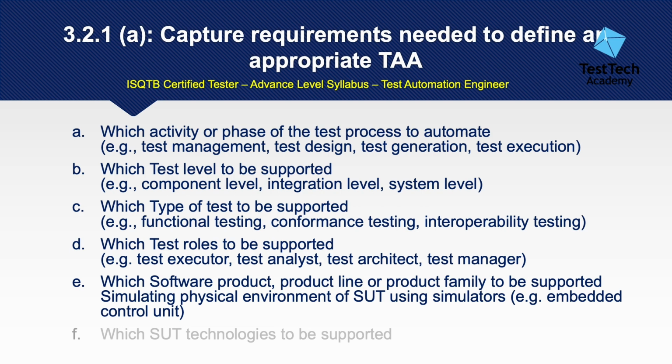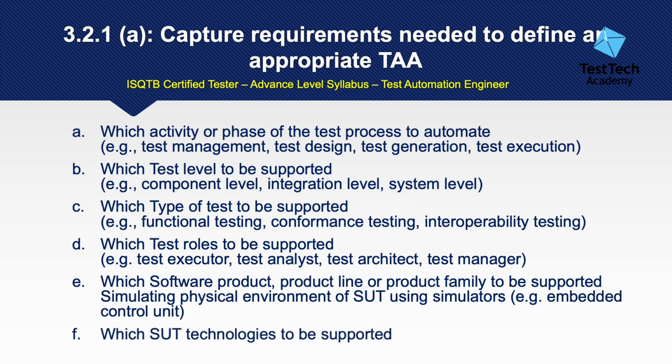Another crucial requirement is to define the scope of the automation solution in terms of the software products, product lines, or product families it should support. For example, if we are automating tests for a product family with multiple variants, we'll need to ensure that our automation solution can accommodate the variations and differences between the products.